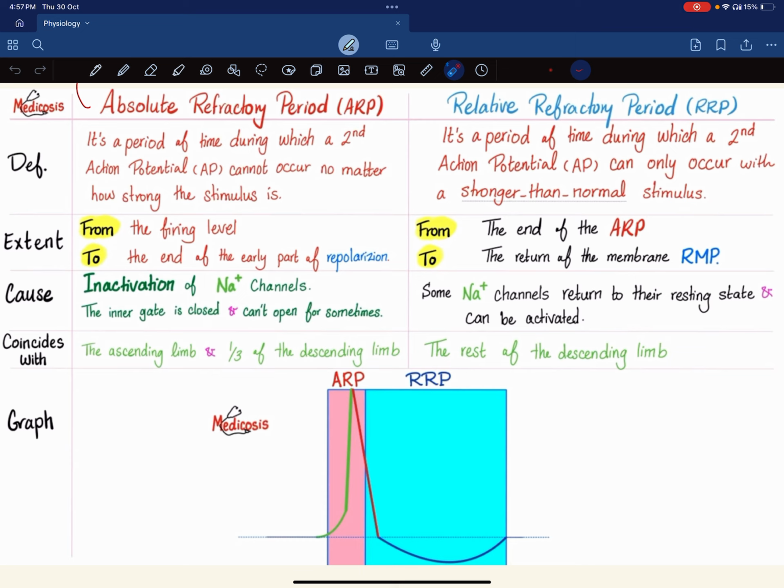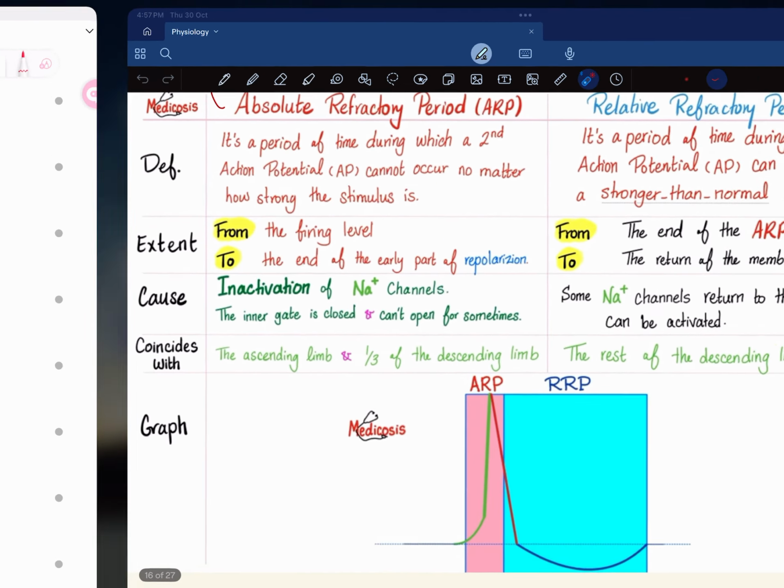And this is your relative refractory period, which is a period of time during which a second action potential can only occur with a stronger than normal stimulus. So sodium channels return to the resting state and can be activated. So yeah, that's about it.